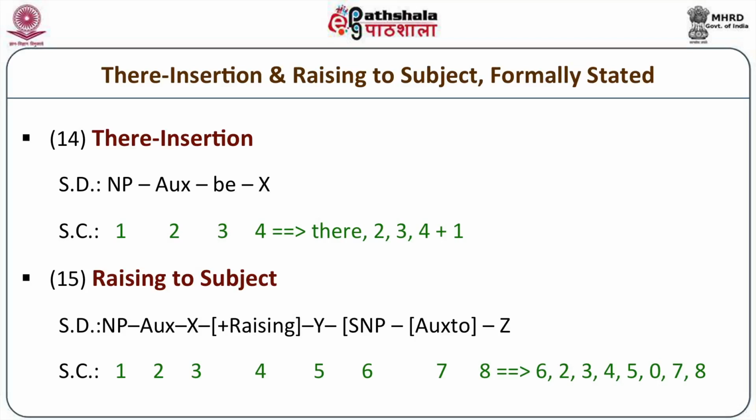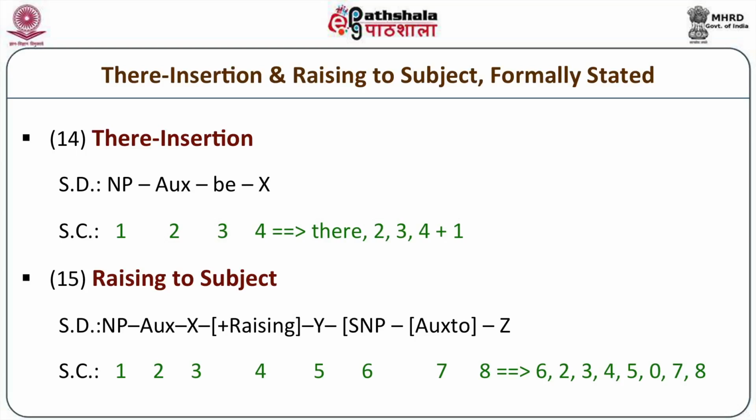So when you state there insertion, your statement of the rule has to mention the verb be. We tentatively state it by saying that the structural description says noun phrase, auxiliary be, X, and that the 1, 2, 3, 4 in the structural change turns into there, 2, 3, 4 plus 1. So 1 gets shifted to the right and is attached to 4, which is a variable X. Remember that attachment to a variable means that you become a daughter of the sentence. And in place of 1, you get there inserted. That is there insertion.